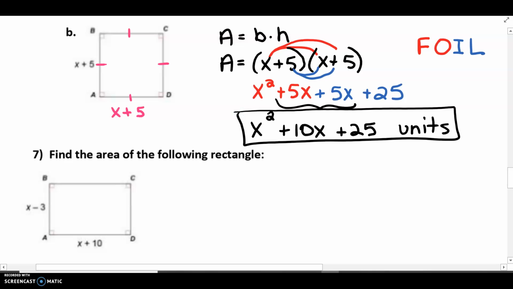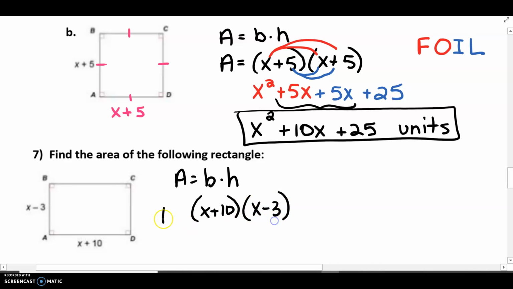Okay, hopefully that was okay. We're going to try the foiling thing again, because notice on number 7, I once again have the multiplication of 2 binomials. My base is x plus 10. My height is x minus 3. So in order to multiply, we FOIL.